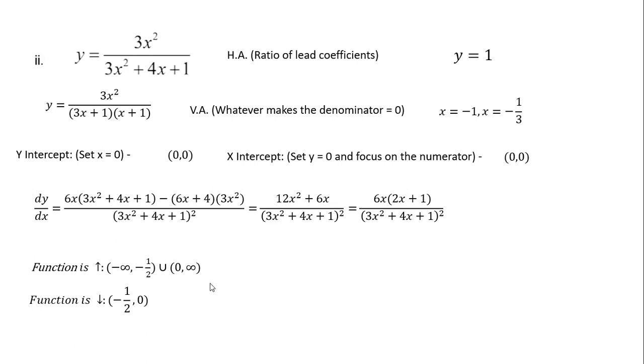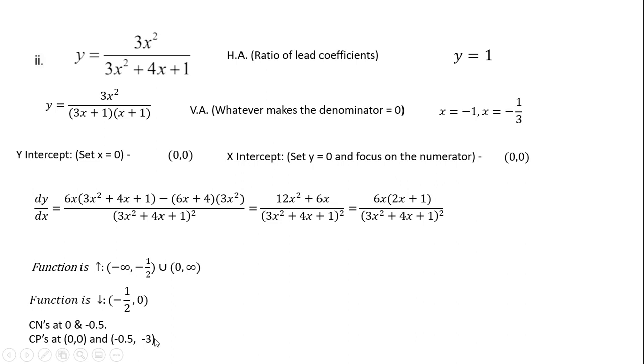How about critical numbers? Critical numbers come from the derivative. So what is making this derivative 0? Again, focus on the top. Critical numbers would be at 0 and minus 0.5. Those are your critical numbers. For your critical points, put those critical numbers back into the original function. It turns out to be (0, 0) and (minus 0.5, minus 3).